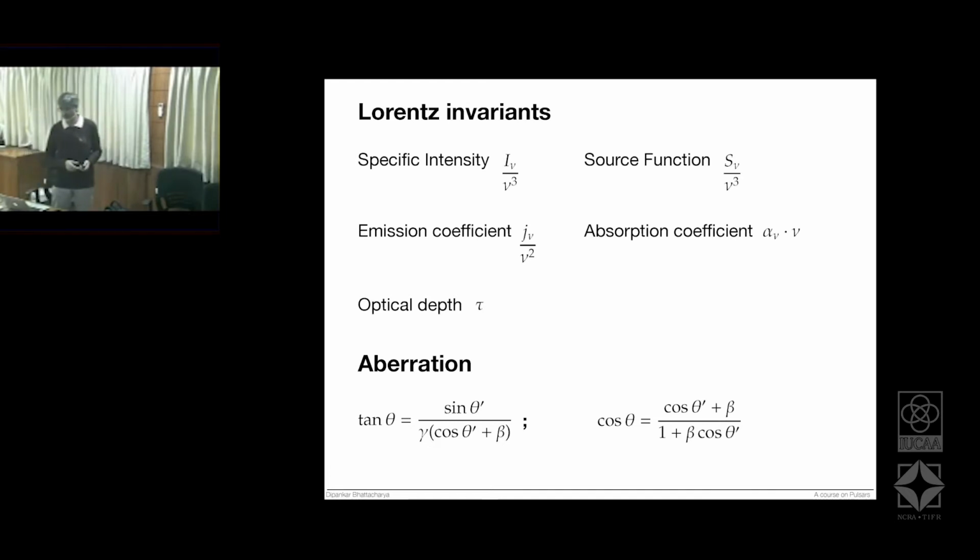I didn't get it. The range 0 to pi by 2 in theta prime, you can check that 0 goes to 0, and pi by 2 goes to 1 by gamma. Oh, so it gets shrunk in one direction.